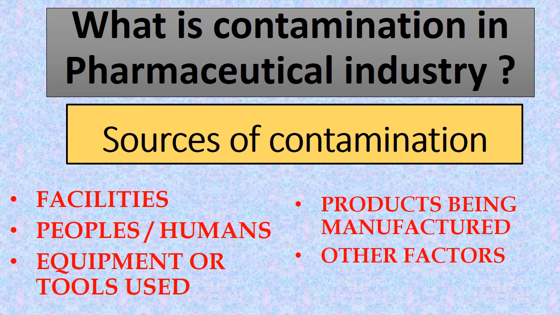Welcome to the presentation on contamination in the pharmaceutical industry. In this presentation, we will understand the various sources of contamination. We will see how facilities and people or humans involved in batch processing can cause contamination to the pharmaceutical products, equipment or other tools used, products being manufactured and other factors as contaminants in the pharmaceutical industry.